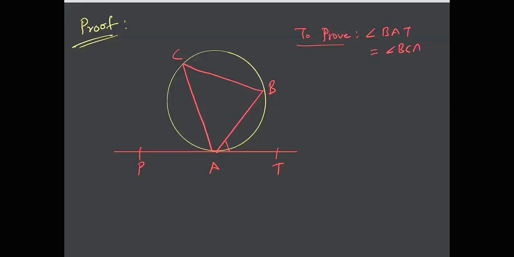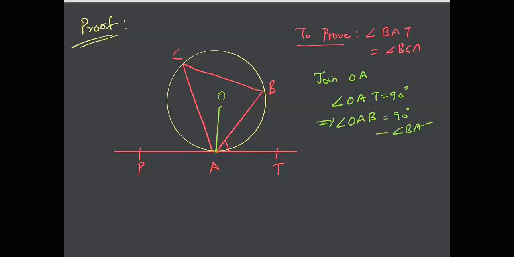So let us discuss this. Say O is the center and let us join OA. And then what I can say is that angle OAT is equal to 90 degrees, right? This entire angle will be 90 degrees because the line joining the center to the point of contact is always perpendicular to the tangent. So this implies that angle OAB is equal to 90 degrees minus angle BAT. So this angle is 90 minus this one.